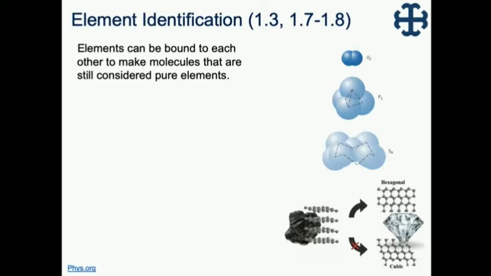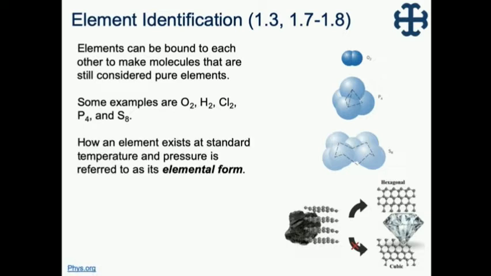So elements can be bound to each other and still be considered pure elements. So for example, the oxygen that we're breathing right now is O2, which has 2 oxygen atoms bound to make an elemental compound. Phosphorus can make P4, sulfur can make S8, and you get all sorts of different examples of elements that are also molecules. So how something exists at a standard temperature and pressure, essentially how we would find it in a room, is often referred to as its elemental form.